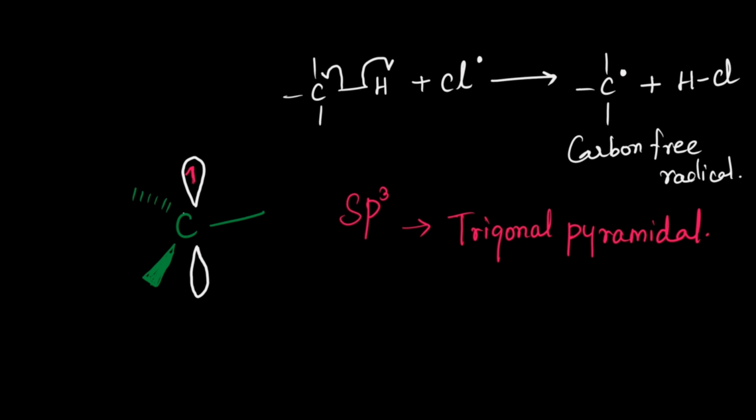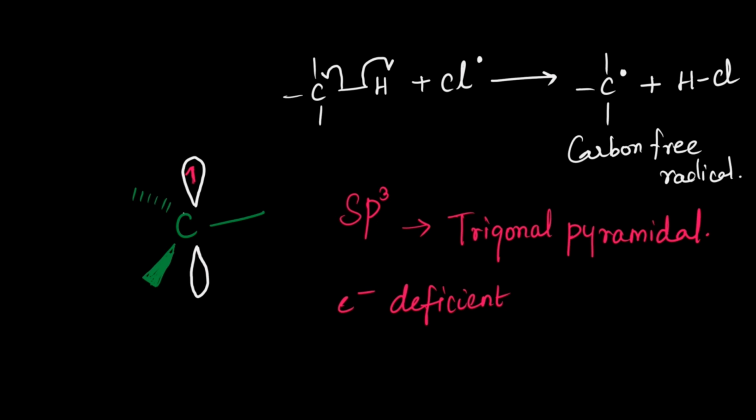Okay, so you can take CF3, you can take CH3 radical. And one more thing you have to remember, these are electron deficient compounds, because they lack one electron.